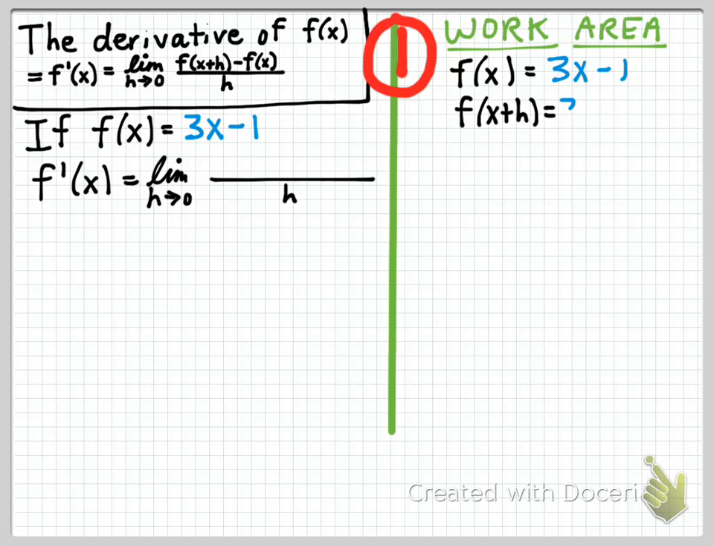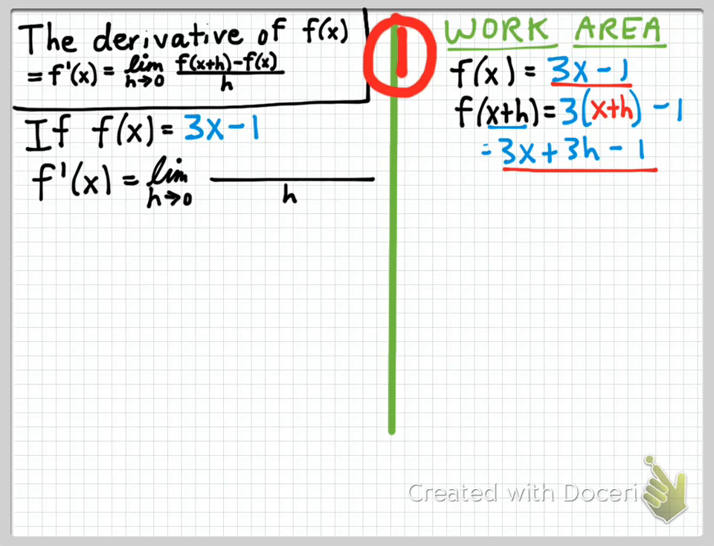And that means that f of x plus h is 3 times, since x plus h is the input, we have 3 times x plus h minus 1. And we can simplify that. Equals, we can distribute the 3: 3 times x plus 3 times h minus 1. So I'm going to underline our f of x plus h, and I'm going to underline our f of x.